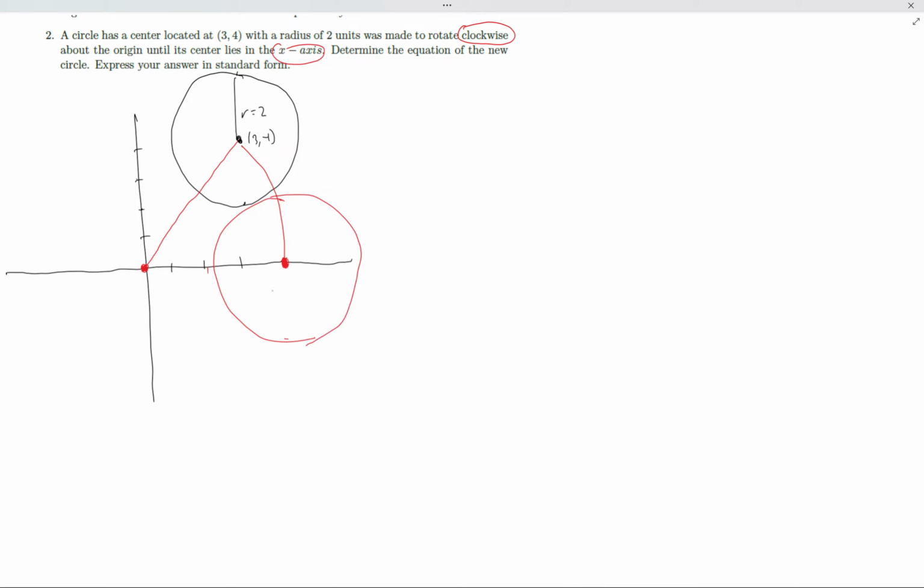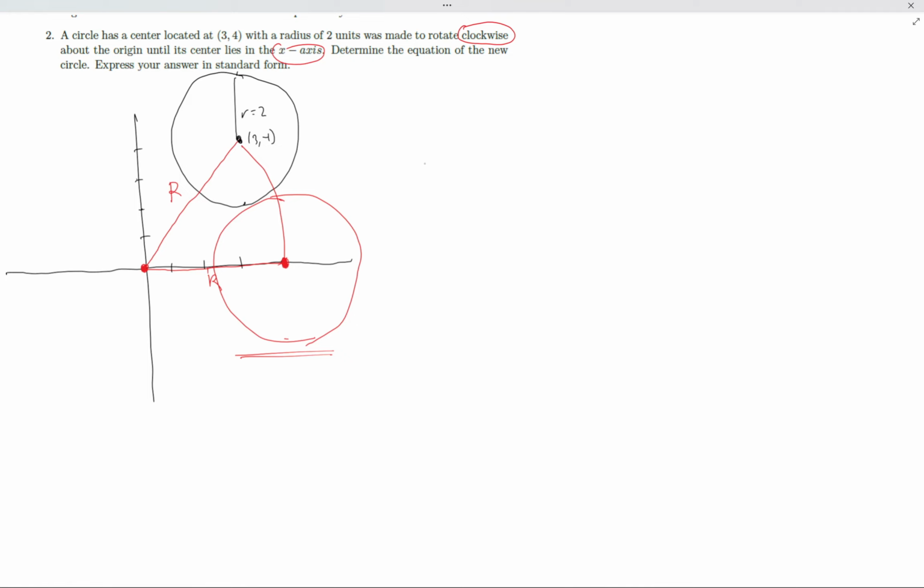Okay, so our task now is to find the equation of this new circle. Now, all we know is that this distance right here, let's call this big R again, must be the same distance from the origin to the center of the new circle. That's what we know. Again, when we are rotating, we're not moving the point closer to the point of rotation, but rather we are just circling around it. We're not approaching it closer. So therefore, that big R right there must be the same for both cases. So all we really need is to figure out how to find that value of big R.